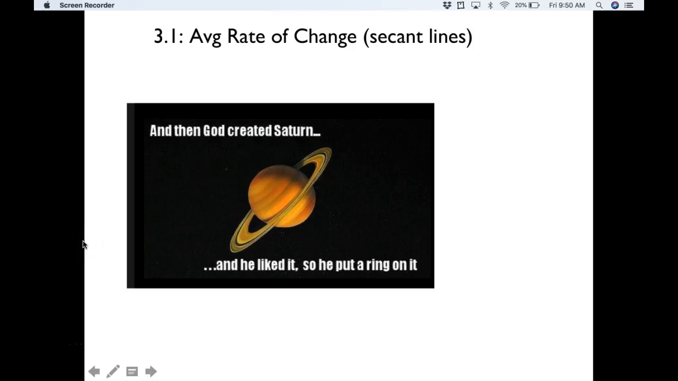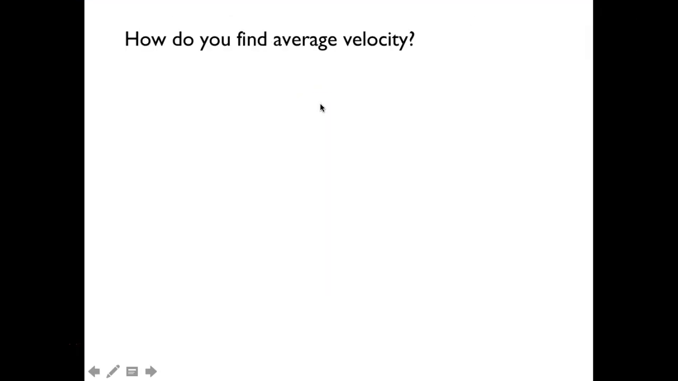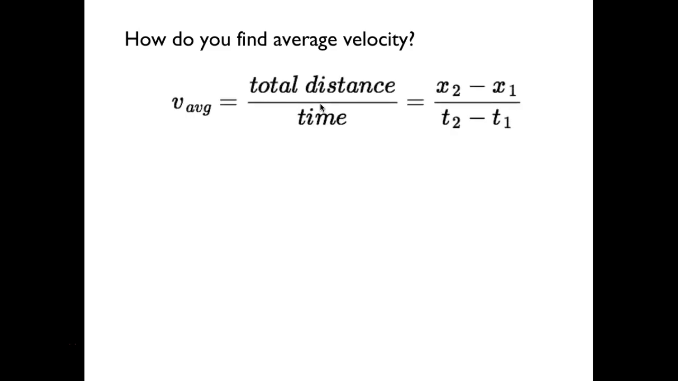Okay guys, we're going to do 3.1 average rate of change, also known as secant lines. First off, how do you find the average velocity? Well, you need to go back to your physics days for this. It's not too difficult, it's just the velocity is equal to total distance divided by the total time. So it's going to be the change in distance divided by the change in time. Okay, so write that formula down and we're going to use it here pretty soon.